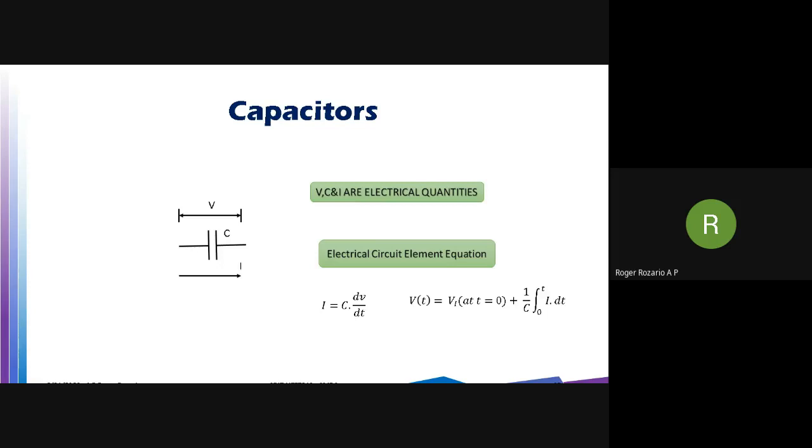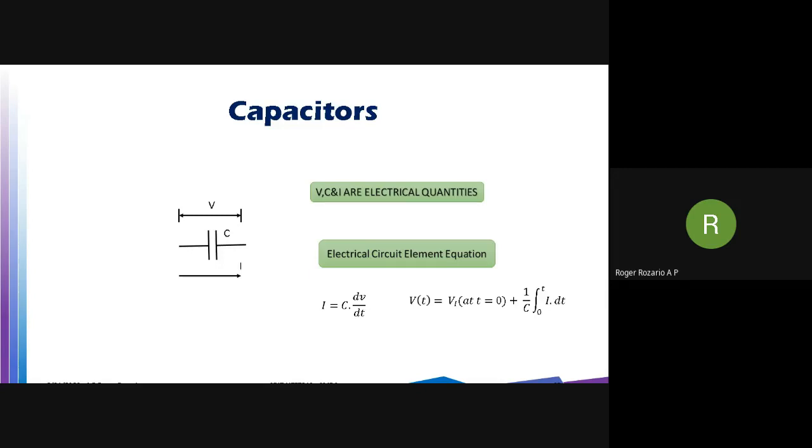The initial voltage V1 at t equal to 0 plus 1 by C into the integral from 0 to t of I into dt. I into dt is the quantity of charge that is applied to the capacitor. I into dt is nothing but ampere seconds, over one interval 0 to t.